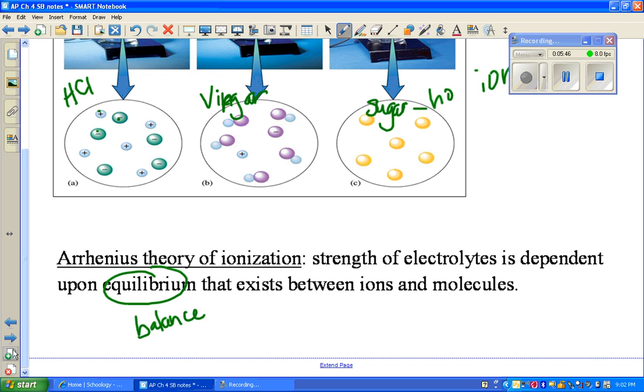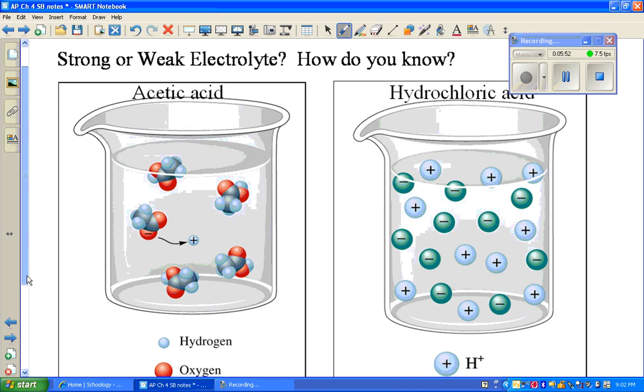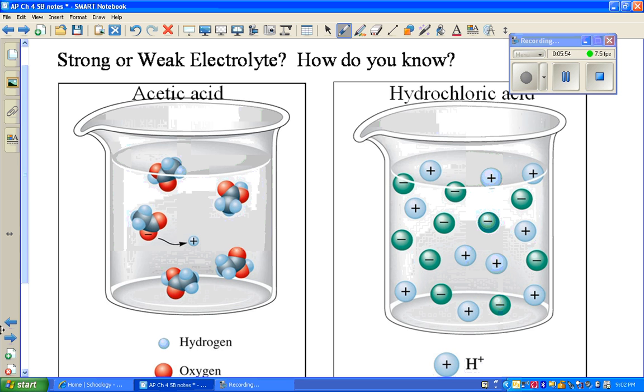So again, let's take another picture so you make sure that you have this understood. Strong or weak electrolyte, and how do you know? Well, I would hope that you're saying to yourself that this acetic acid is going to be a weak electrolyte because there's very few ions that are dissociating. And as we talked about, really only about 1.3% of these actually do dissociate.